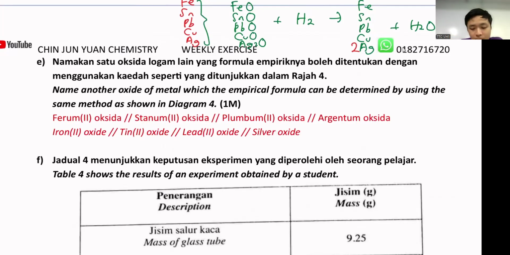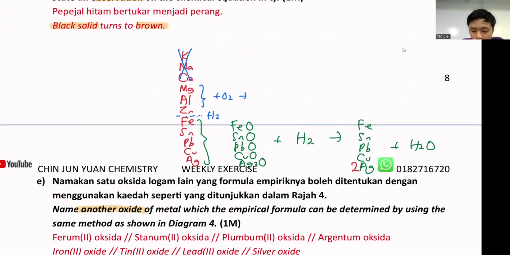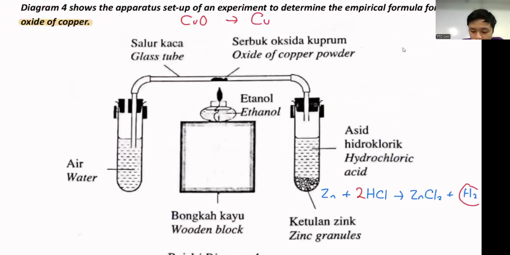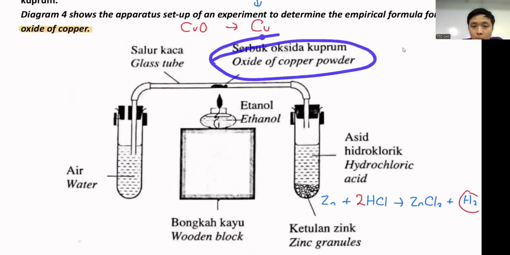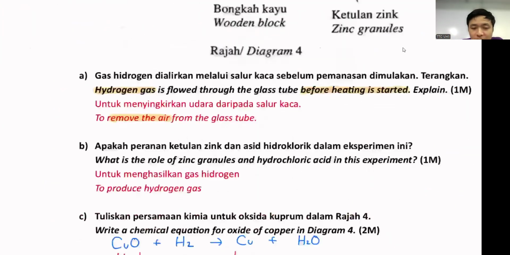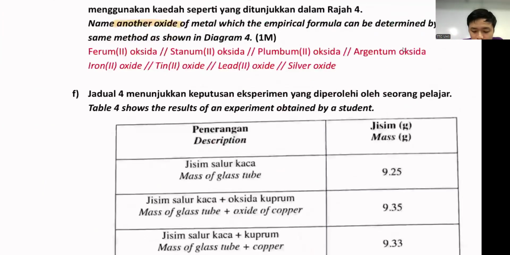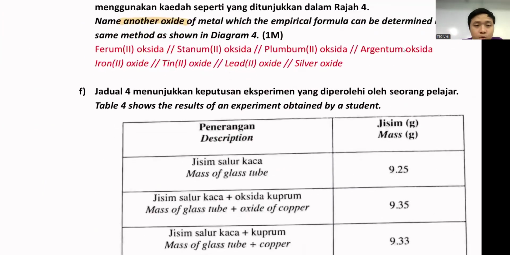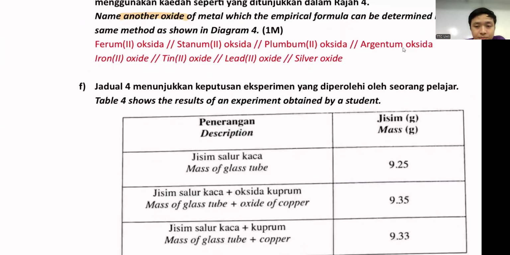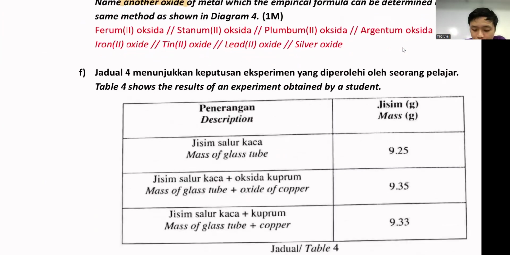Because the question says name another oxide, and here we already have copper 2 oxide. So other than copper oxide, any one is accepted. But I don't recommend iron 2 oxide. The best, I would say, are tin, lead, or silver, because they are more towards the bottom. I recommend any of these three.